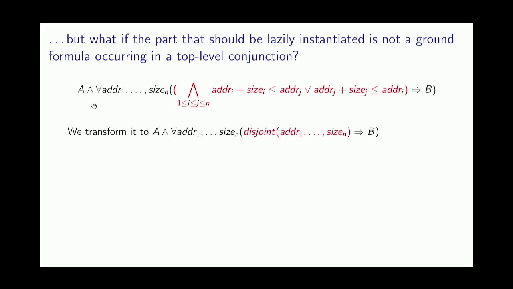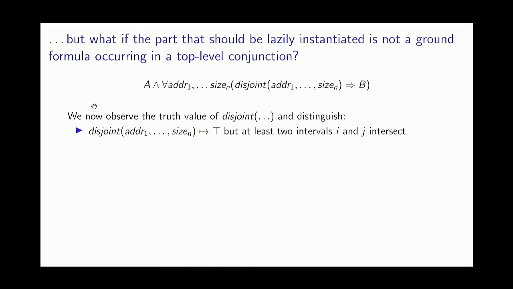But what we do is we replace this part by a new uninterpreted function symbol. We use the term user function for it because it's a slight variant of an uninterpreted function. And then we observe this new user function. We call this disjoint in this case. As its arguments, we have the universally quantified variables that define the intervals. And we now have to distinguish three cases.